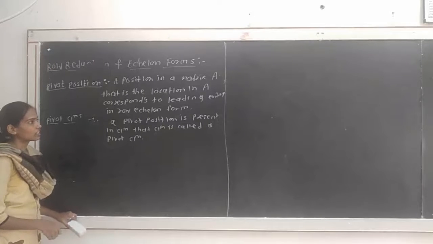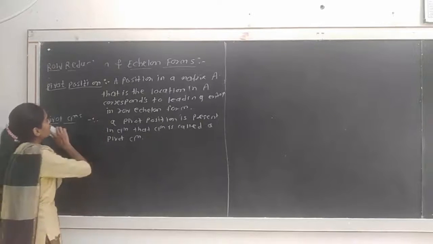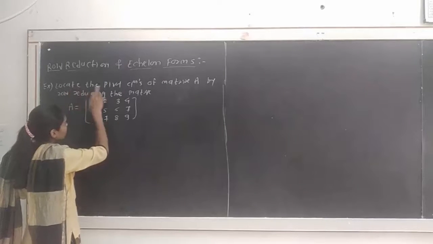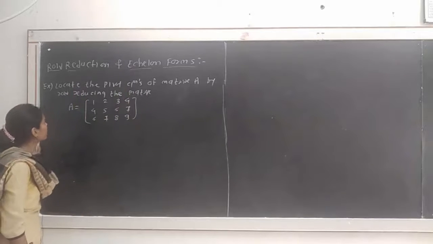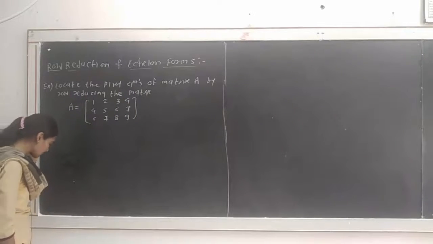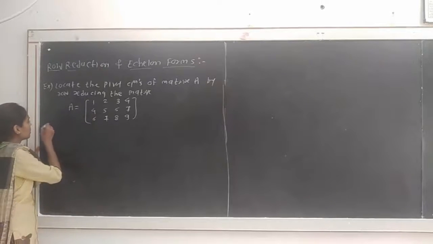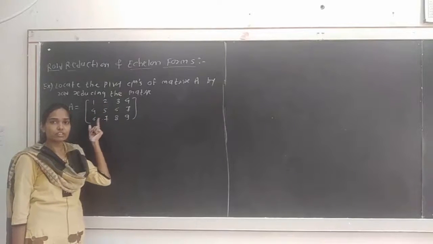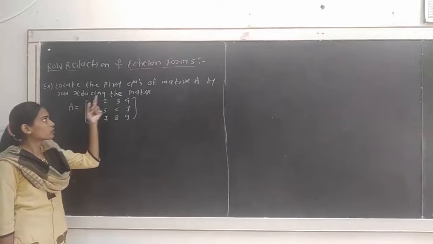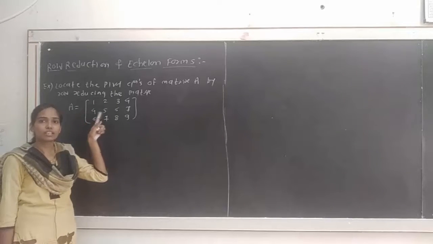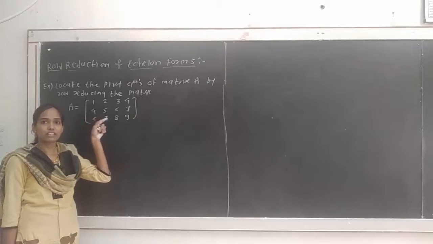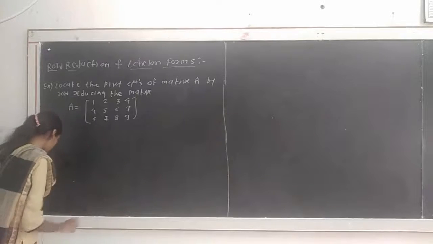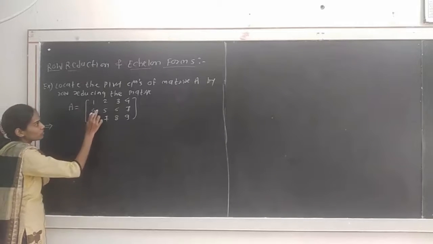Okay, then next to solve some examples on row echelon and reduced row echelon form. Here in this example we have to locate the pivot columns of a matrix A by row reducing the matrix. That means we have to find the pivot columns in that matrix, but before that we have to convert the given matrix using row operations to the row echelon form, because a pivot column means the column that contains the pivot position, and the pivot position is the non-zero leading entry in a row echelon form. So first we apply the row operations to convert it into the row echelon form.